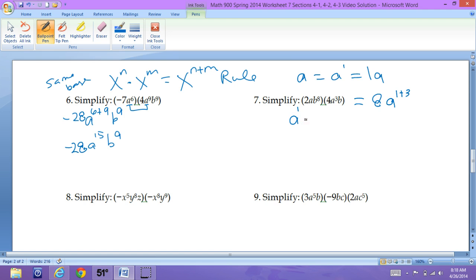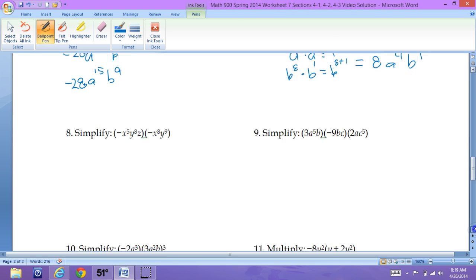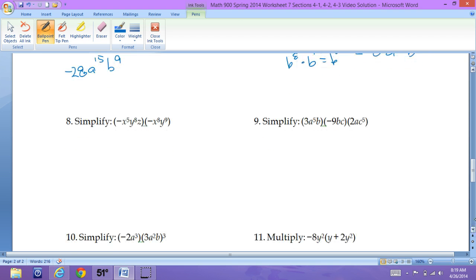This is a to the first times a to the 3. They have the same base, so we add the exponents. Now we have b to the 8, and another b, so b is to the first power. So b to the 8 times b to the first, we add the powers. So now we actually add the powers, a to the 4, b to the 9. I want to encourage you to really take the time to understand how to use that one, because once we get to a different type of rule down here, it can start to become confusing.